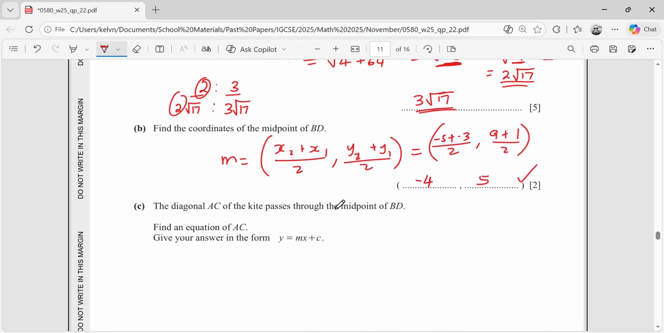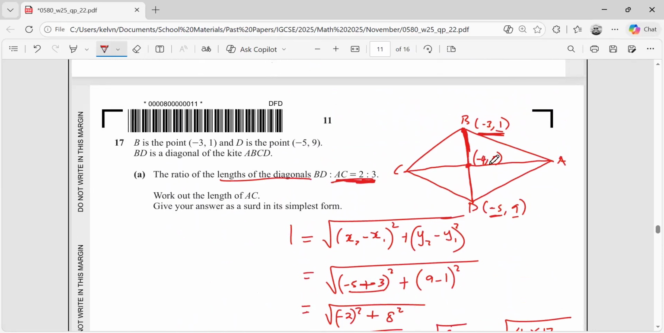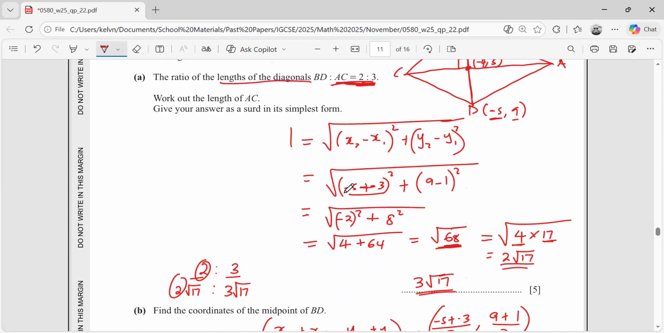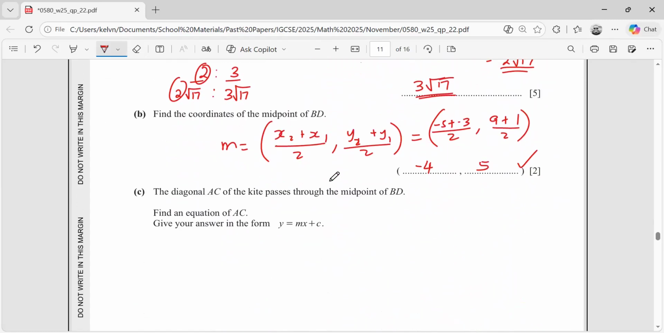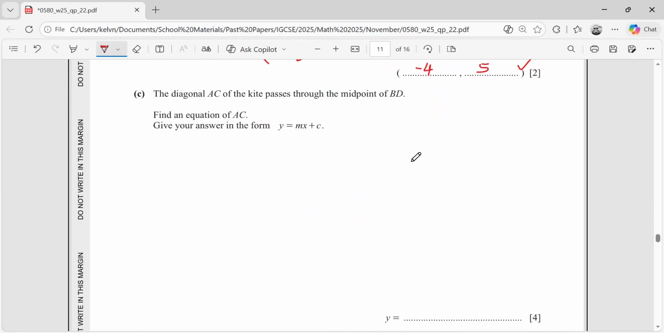Now, one thing you might notice about these two diagonal lines is that the diagonals of a kite are always perpendicular to each other. That information is actually important because with perpendicular lines, once you get the gradient of one of the lines, you can find the gradient of the other line, because for two perpendicular lines, m1 times m2, the two gradients, should give you -1, right?